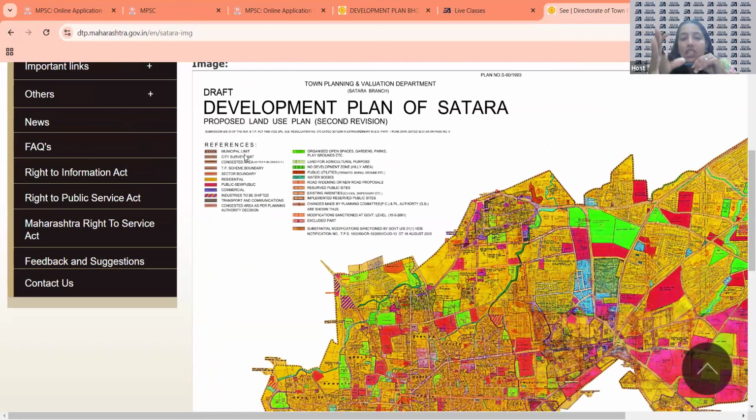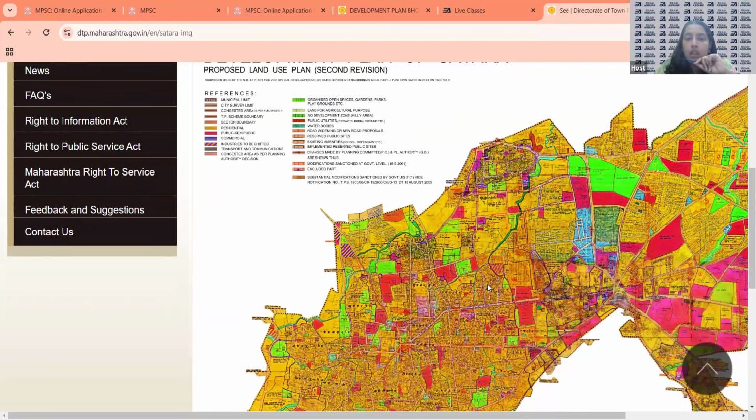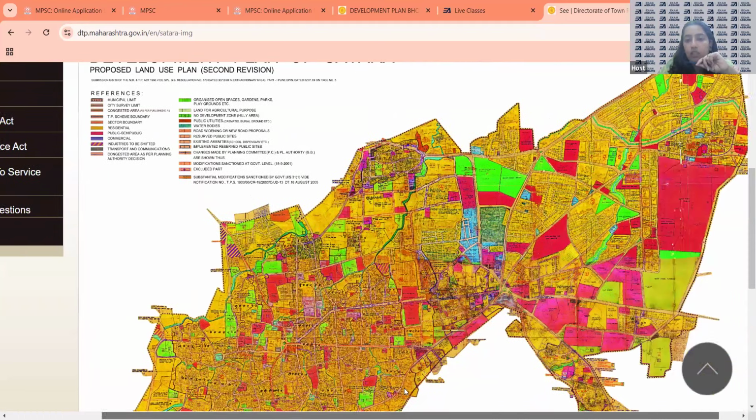So here now you have your detailed land use zones, residential, public, semi-public, commercial, all of that being mentioned over here. Fine. Within that also, you see some modifications sanctioned by government for TPS, meaning TP scheme, town planning scheme, being indicated. What are the reserved public sites, existing amenities? Are you all getting the hang of it or understanding?